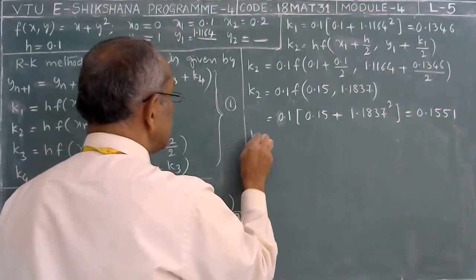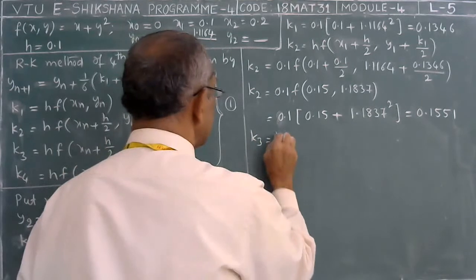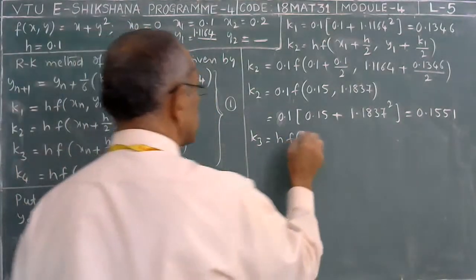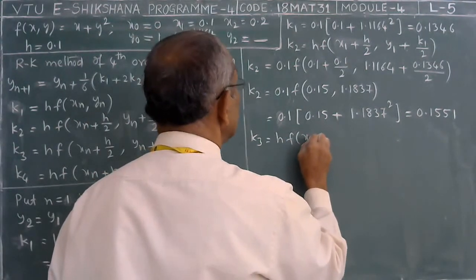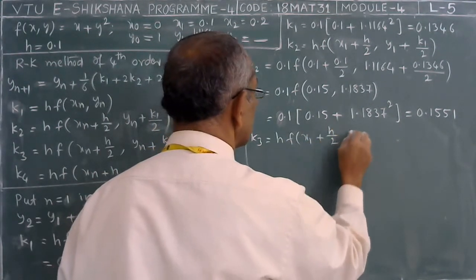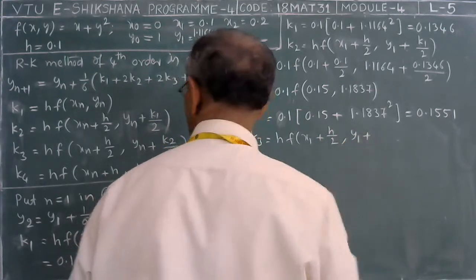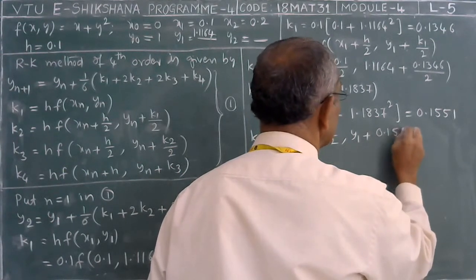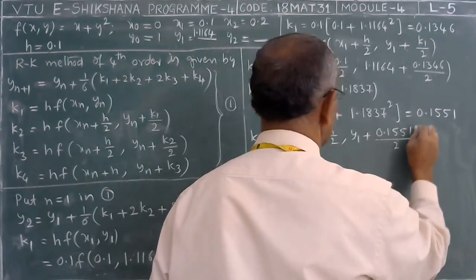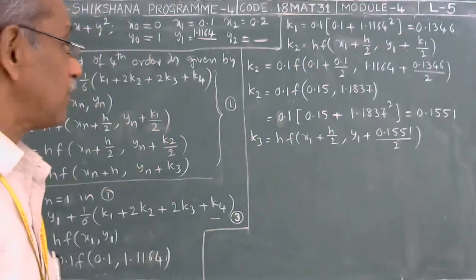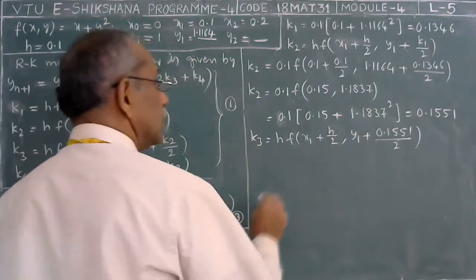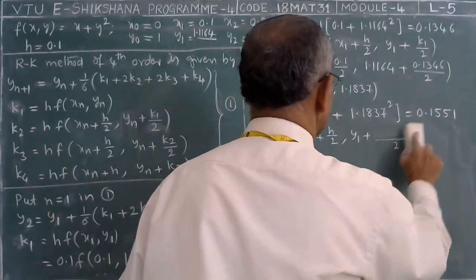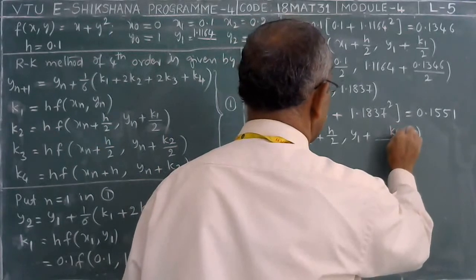Now similarly, k3 is h into f of, when n is 1, x1 plus h by 2, comma, y1 plus k2 by 2. So k2 is 0.1551 divided by 2. Okay. This is k2 by 2. We'll substitute our values.